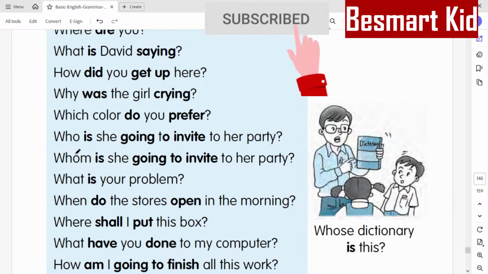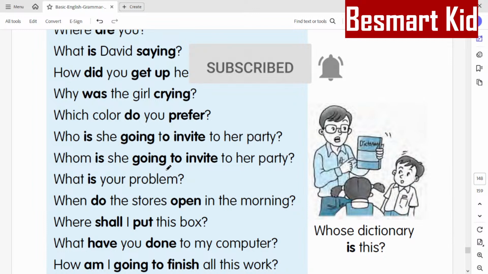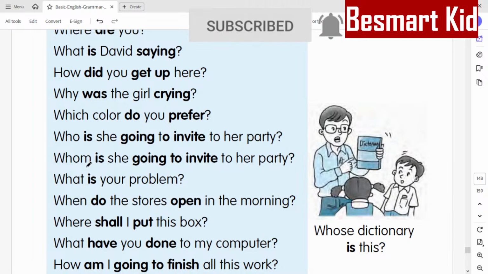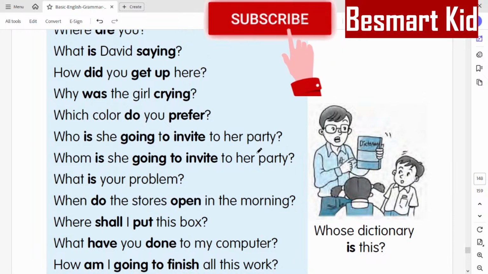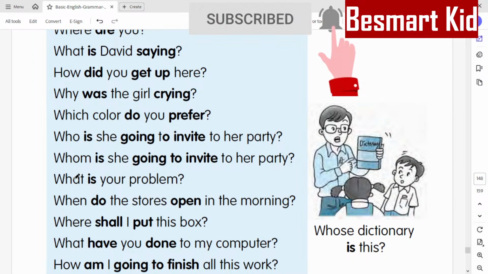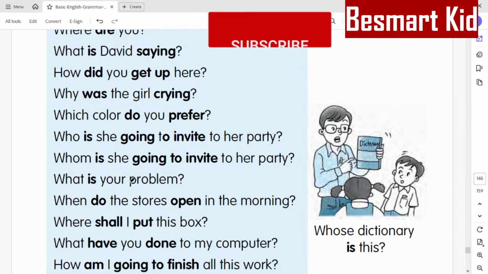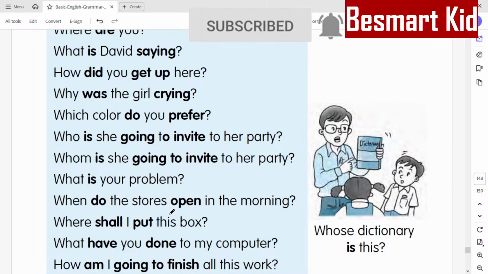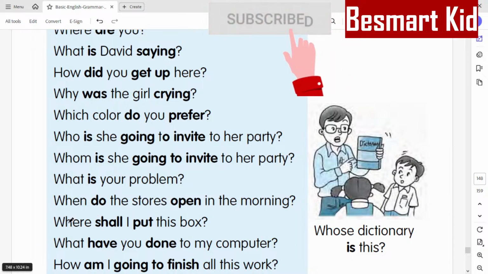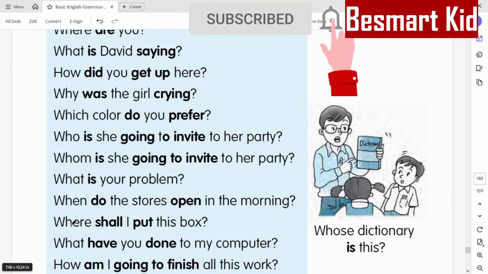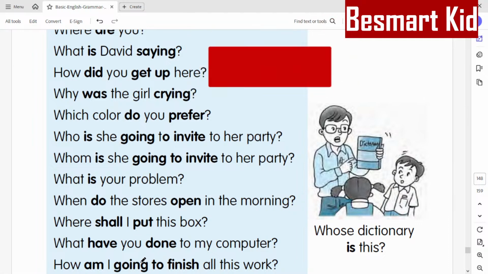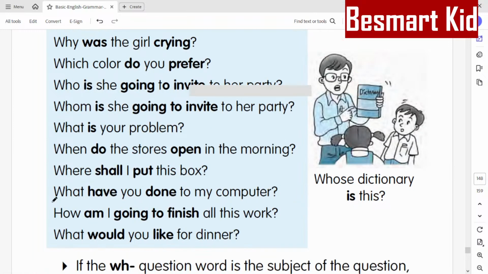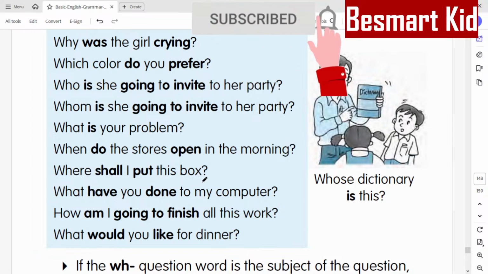Who is she going to invite her party? Whom is she going to invite to her party? What is your problem? When do the stores open in the morning? Where shall I put this box? Where? What have you done to my computer?